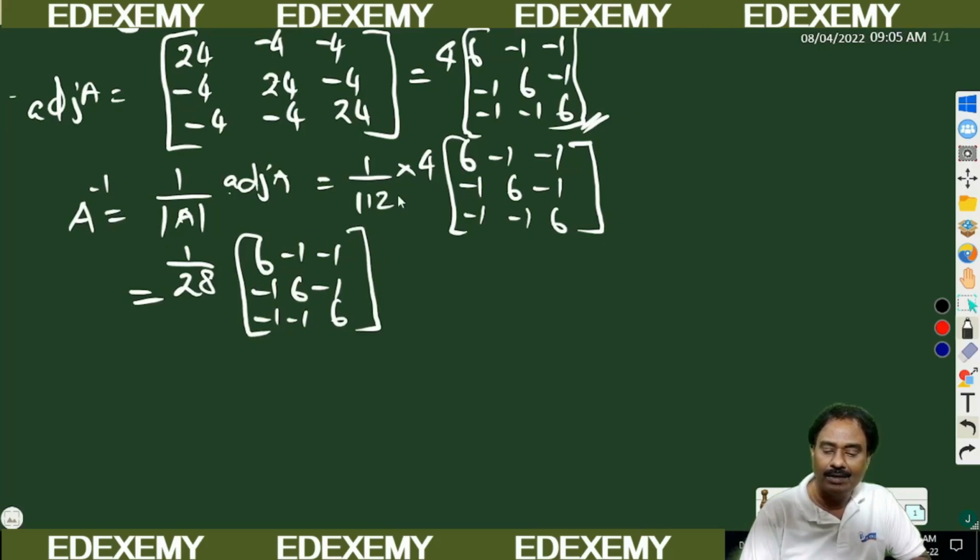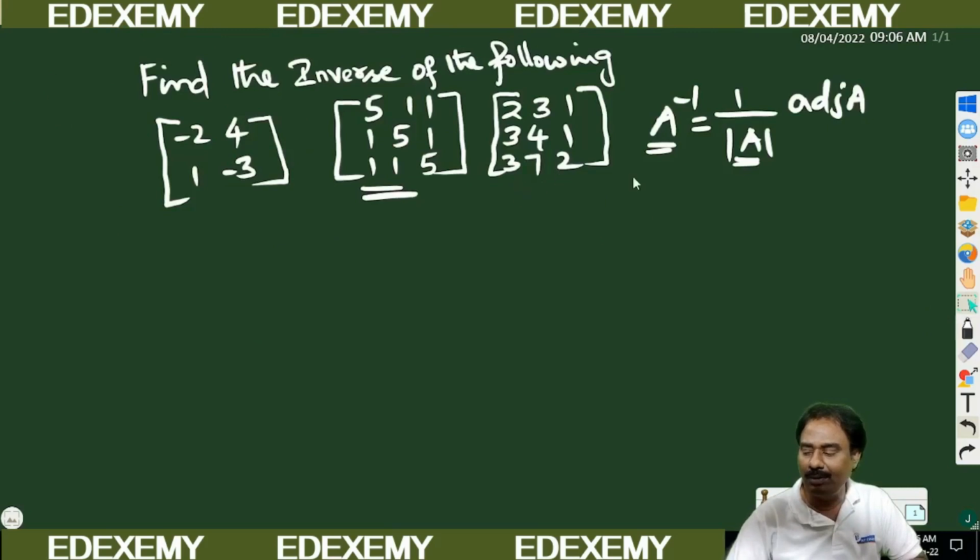Now, this is the answer of A inverse. Okay. Now, we will pass on to find the third one. Third matrix. For this matrix, we will find A inverse.